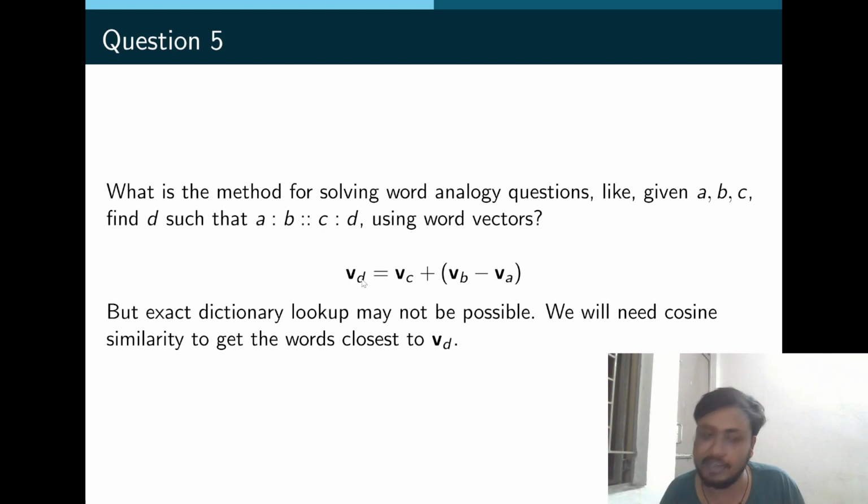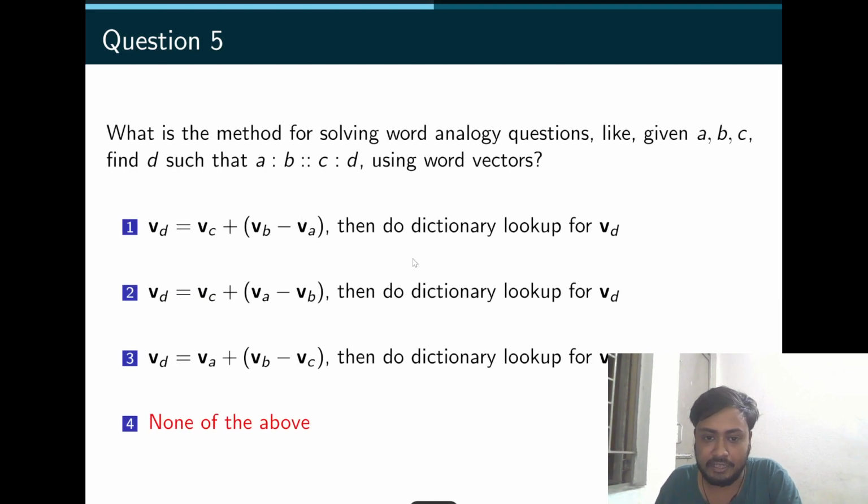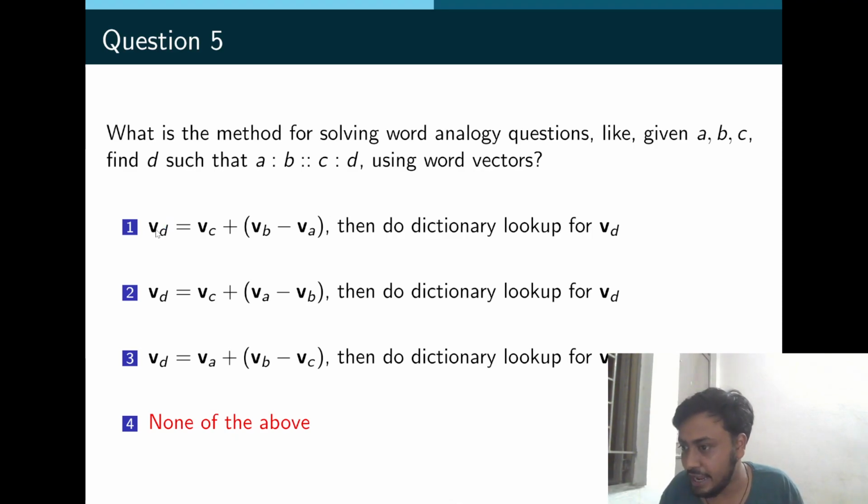You cannot exactly look up in the dictionary to see which is the word D which has the representation VD. There may be no such word. You have to find the word which comes the closest. So this is kind of like a trick question. The formula is whatever is there in the first option. But then you cannot do a dictionary lookup. You have to do cosine similarity for VD with all vectors in your dictionary and see which vector is the closest. And that corresponding word is your prediction for the word D.